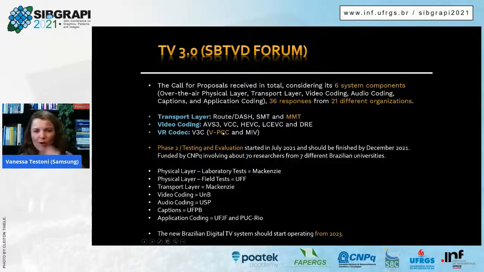Of course, a very small part of them yet, but it's very nice to know that this technology is on the table. Right now they are testing and evaluating all of those technologies, and this is being done by 7 different Brazilian universities. Each one is responsible for one system component, because we have more than video coding, etc. And if everything goes fine, we should have this new Brazilian digital TV system operating from 2023.